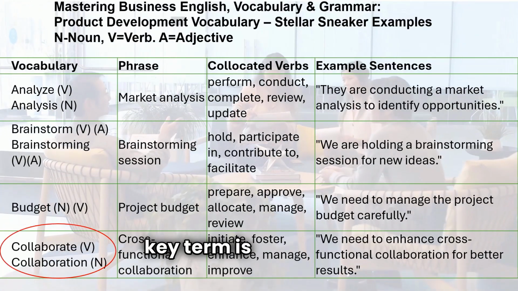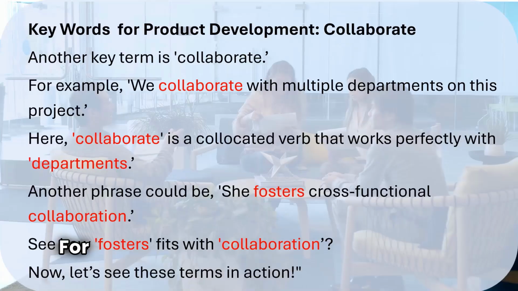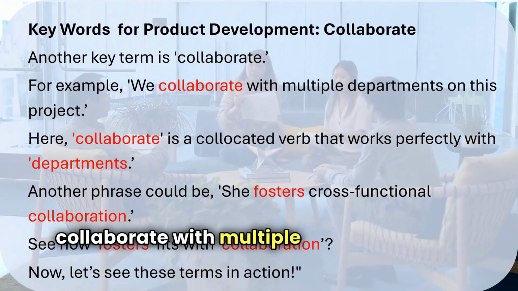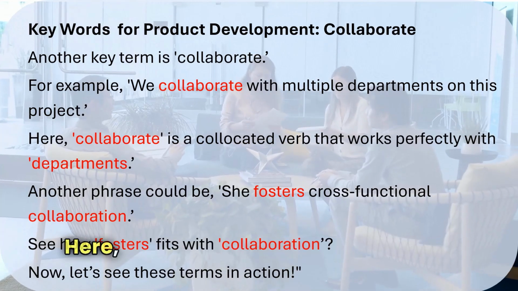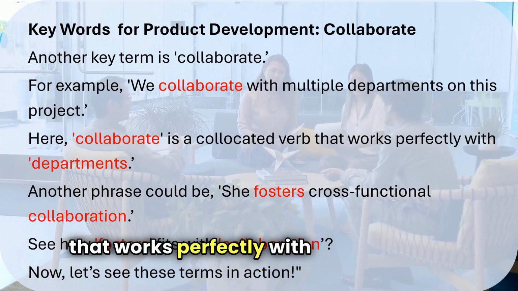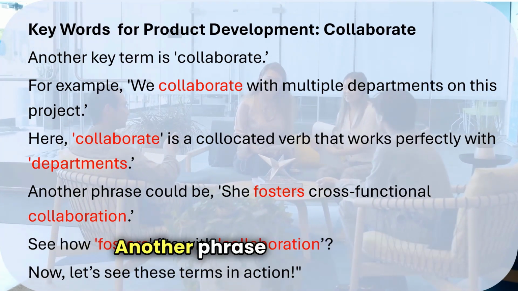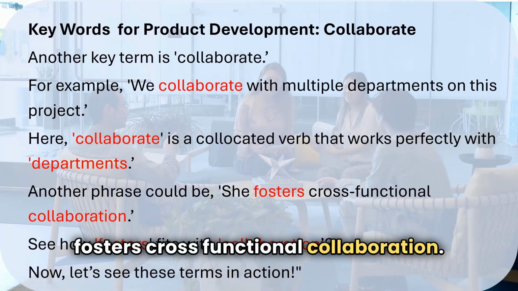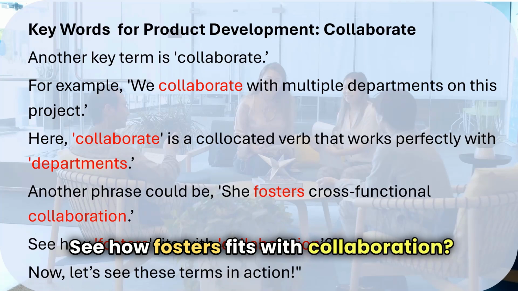Another key term is collaborate. For the word collaborate, we can say, we collaborate with multiple departments on this project. Here, collaborate is a collocated verb that works perfectly with departments. Another phrase could be, she fosters cross-functional collaboration. See how fosters fits with collaboration?